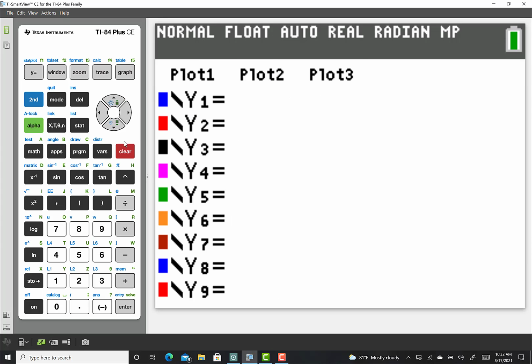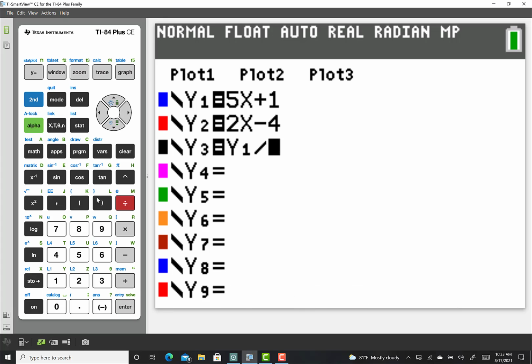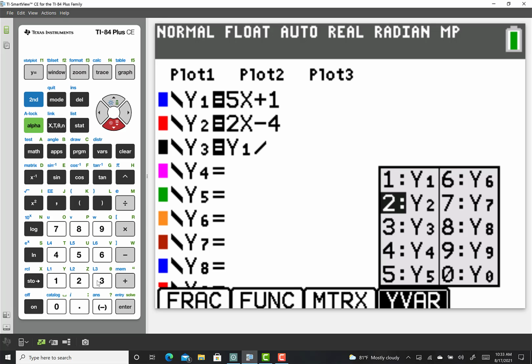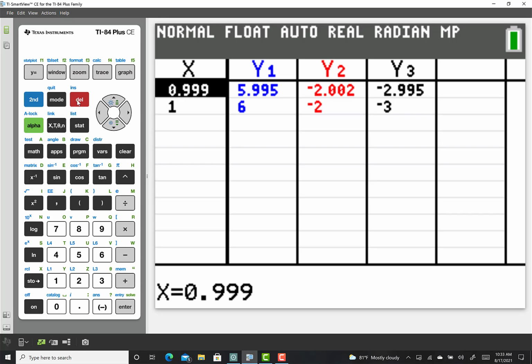So what do I have in the numerator? What's the expression? 5x plus 1, and then on my denominator, what is it? 2x minus 4. And then I'm going to go to y3. I'm going to go alpha trace y1 divided by alpha trace y2. So I'm telling my calculator that I'm doing y1 divided by y2. Cool? Now, if I go to table, let me delete all this.